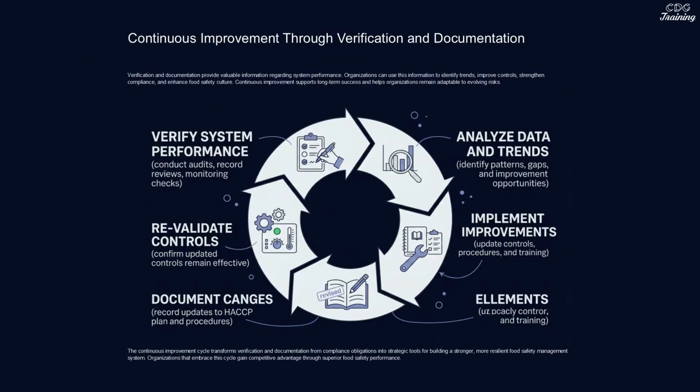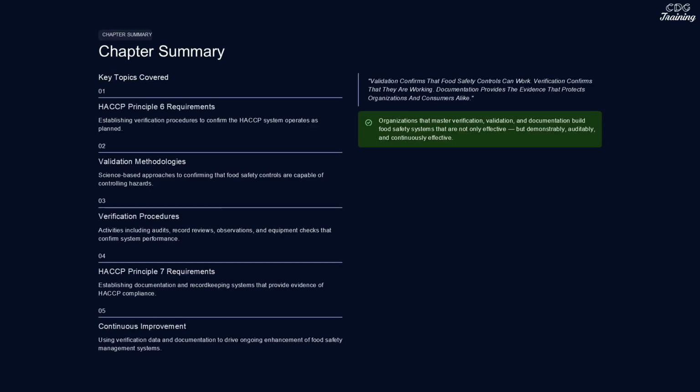Verification and documentation enable continuous improvement in compliance systems. Organizations use this information to build a stronger, more effective system, identifying patterns and implementing improvements. Organizations must ensure verification, validation, and documentation build food safety systems that are effective, demonstrably auditable, and continuously effective.